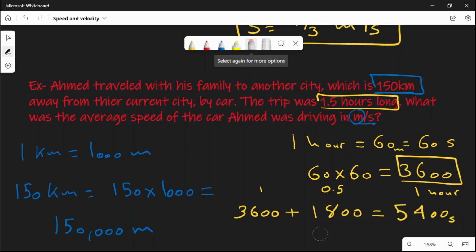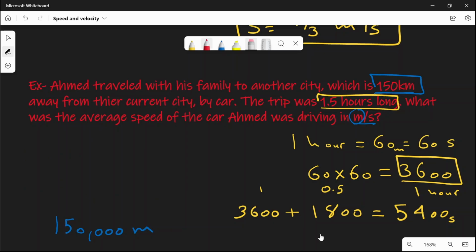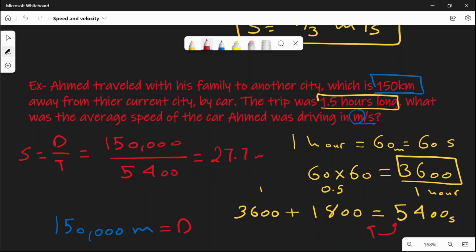Let me clear up some space. So now we have the distance traveled in meters and the time in seconds. And the speed is equal to distance over time. So the speed will equal 150,000 over 5,400, which will be 27.7 meters per second.